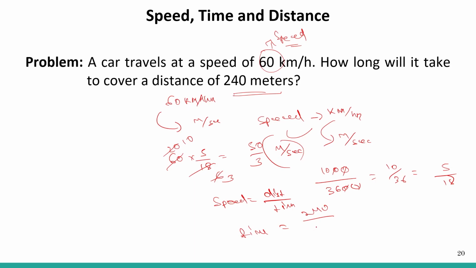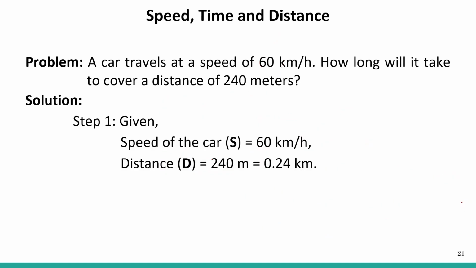So what will the speed be? 50 by 3, right? So this is equal to 240 into 3 by 50. Cancelling a 0 out, what we are left with is 3 into 24. It will be 72 by 5. Okay, so 72 by 5 seconds. Given that the speed of the car is this much.